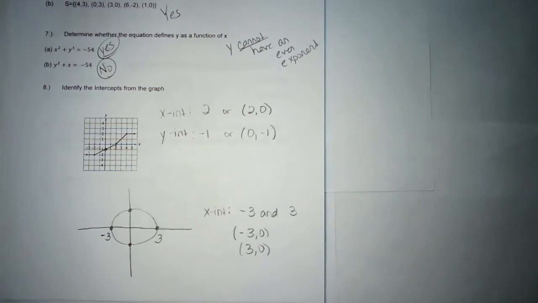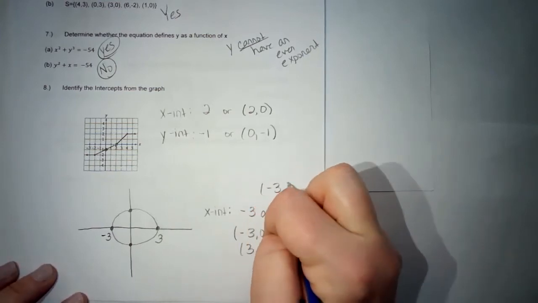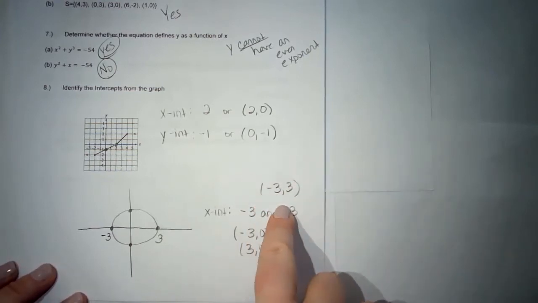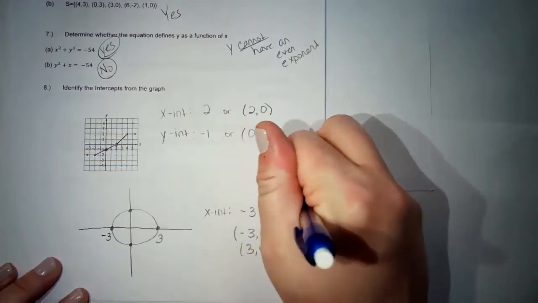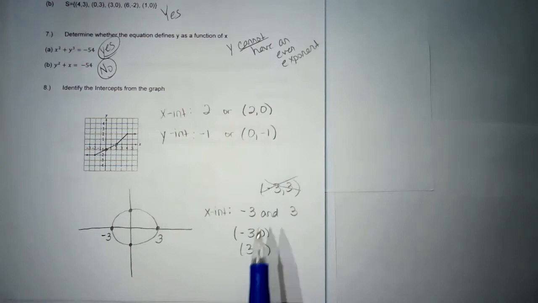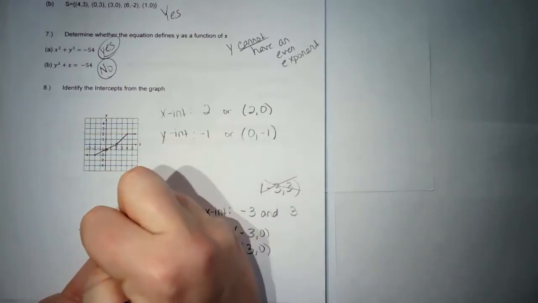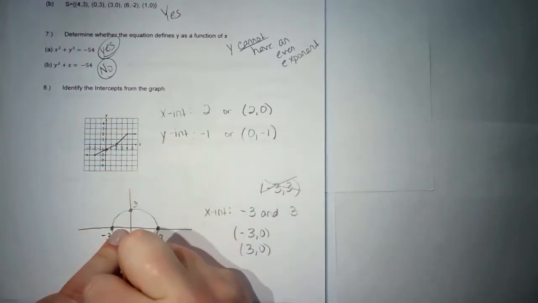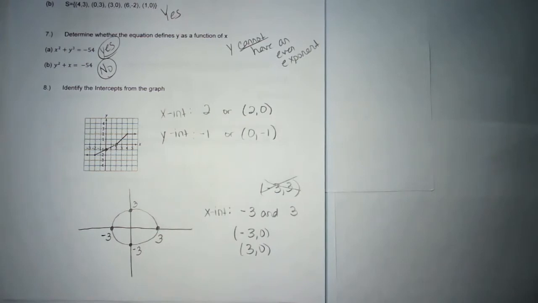You know what you can't write? This. Is this an intercept? No, it doesn't even have 0 in the y place. Don't do that, okay? So you can just tell me them separately. You can write them as points, whatever you want to do. And then if this were, I'm all out of creative ideas. Let's make that a 3 and -3 too.